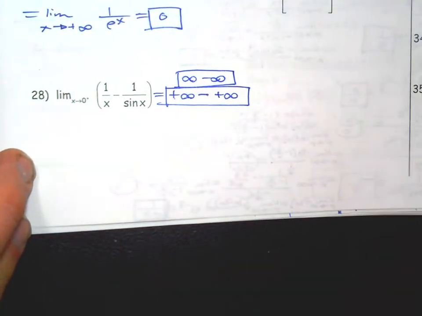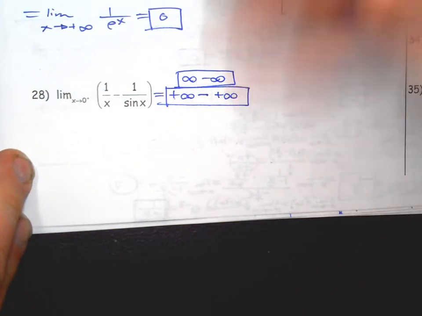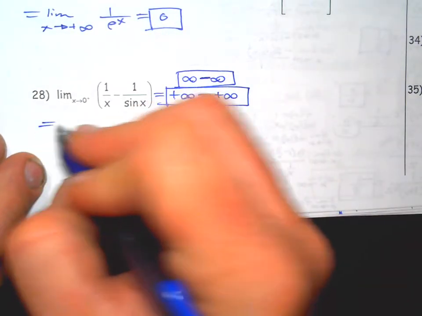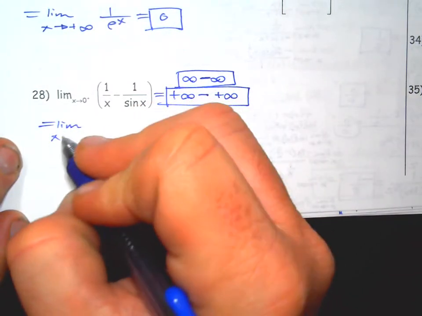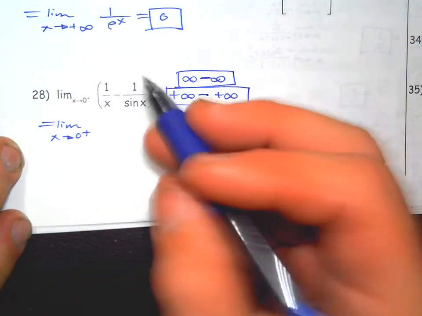If it were infinity plus infinity, that's infinity. If it were negative infinity minus infinity, that'd be negative infinity. That's not indeterminate. This is indeterminate. So our strategy we've been talking about is that those must be coming from fractions. And if they're not fractions, try and think of them as fractions.